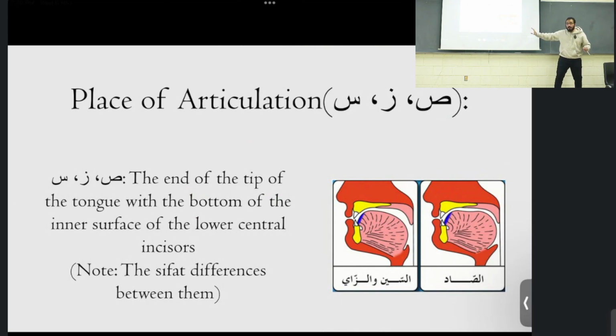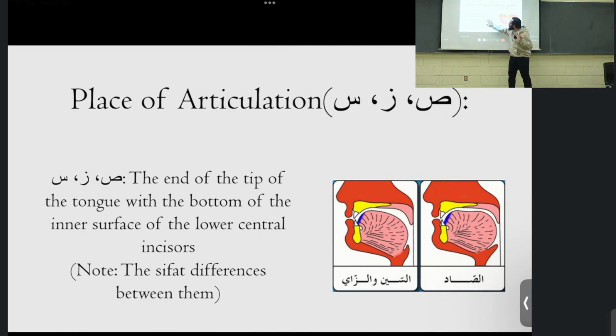Let's first talk about what the place of articulation is, and then let's talk about the difference. Here the place of articulation is exactly the same. Exactly. Sad, Zay, and Sin. What is the place of articulation? Now focus with me because most people don't even feel what they're doing when they say sa or when they say sin. They don't know what they're doing, because it's actually very hard to feel. What am I doing? The end of the tip of the tongue with the bottom of the inner surface of the lower central incisors.